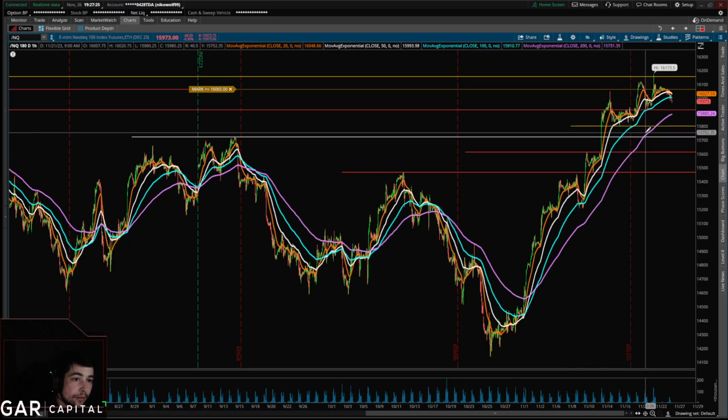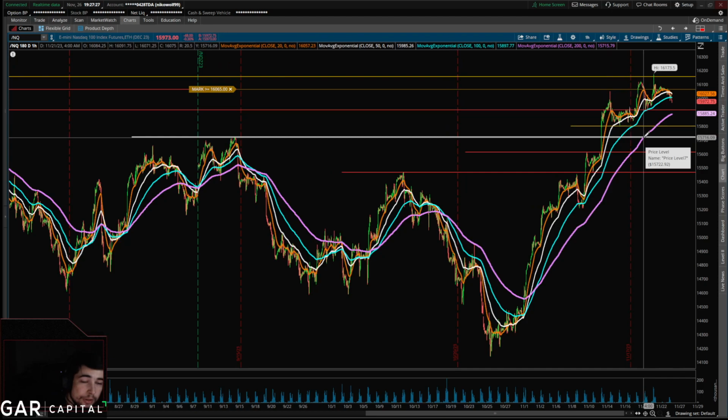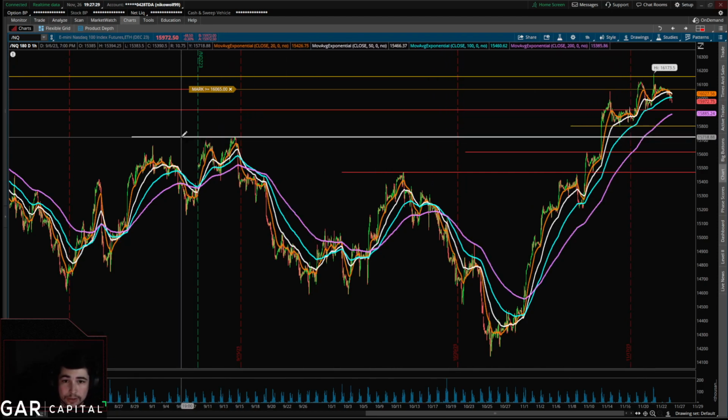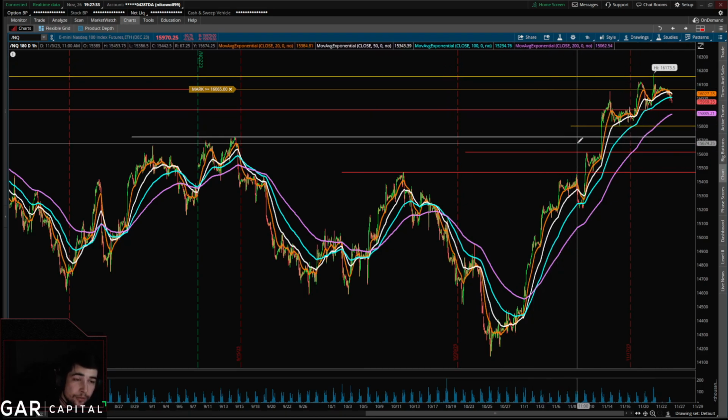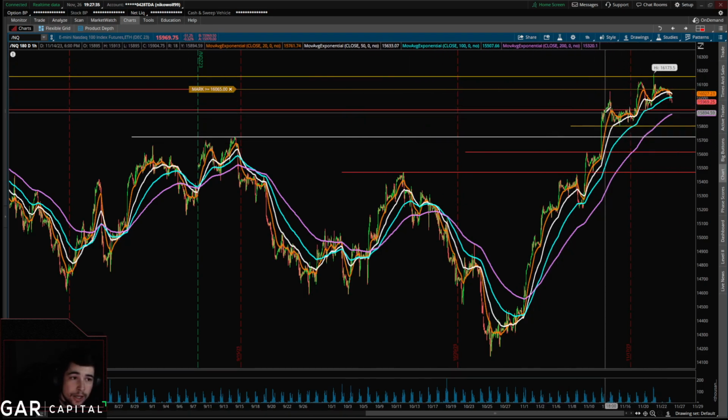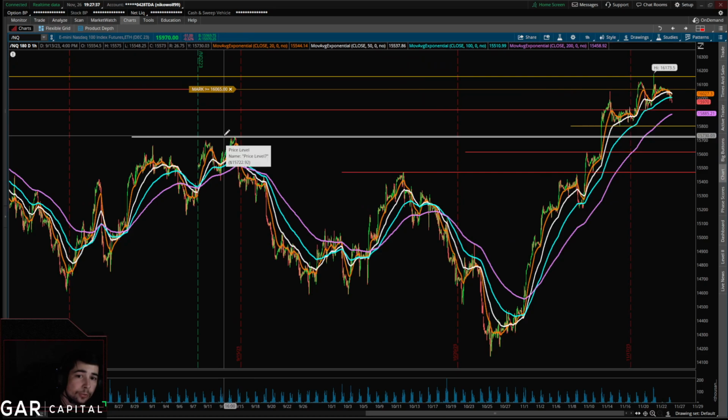850. And my first target to the downside would be 15,722. It was this previous lower high that we managed to break out of, make a higher high, and continue on higher to where we are now. So if we manage to come down to here, that would be the first take profit.